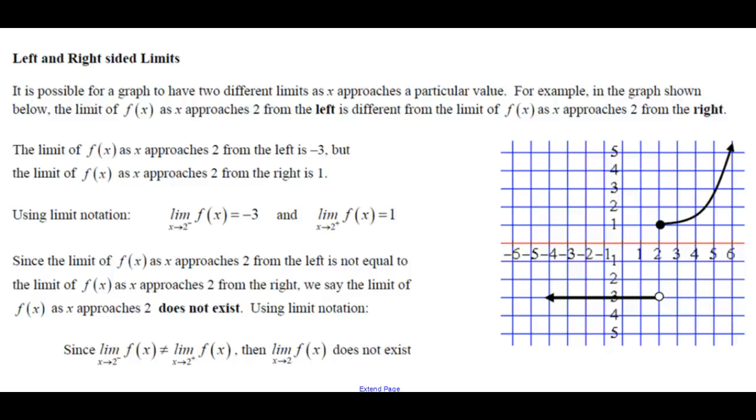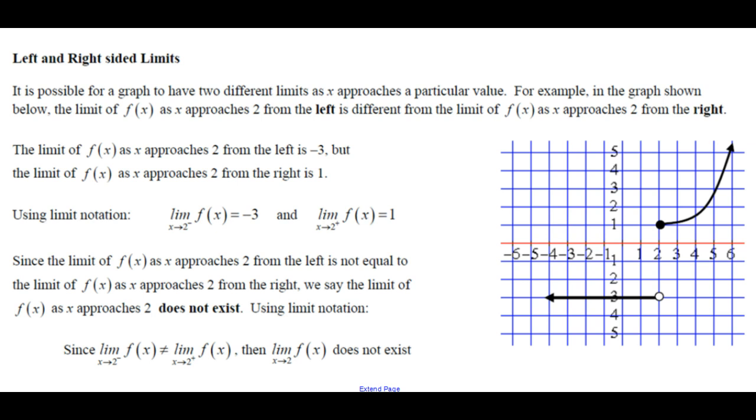Using limit notation, we say the limit as x approaches 2, and that minus sign says 2 from the negative direction or from below. So as we approach 2 from below, the limit is -3, and 2 plus means as we approach 2 from above. The negative means from the left, and positive means from the right. So negative is coming from the left, and positive is coming from the right.